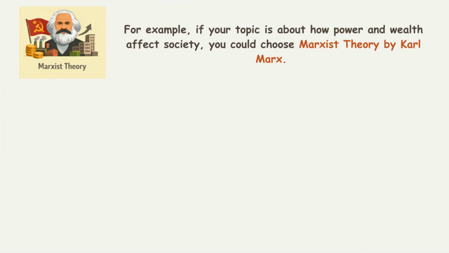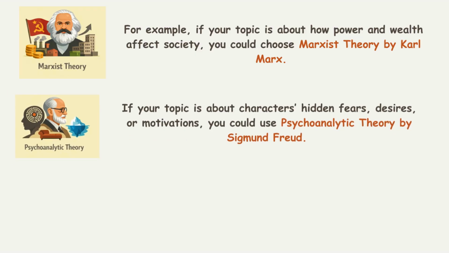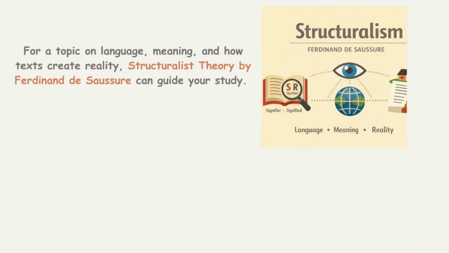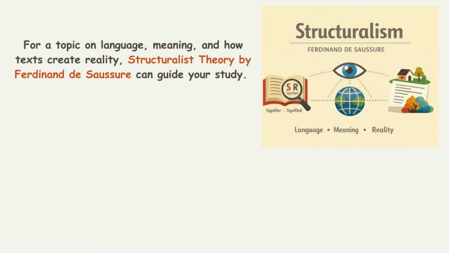For example, if your topic is about how power and wealth affect society, you could choose Marxist theory by Karl Marx. If your topic is about characters' hidden fears, desires, or motivations, you could use psychoanalytic theory by Sigmund Freud. If your research is about how colonization or cultural oppression shapes identity, post-colonial theory by Edward Said would be suitable. For a topic on language, meaning, and how texts create reality, structuralist theory by Ferdinand de Saussure can guide your study.